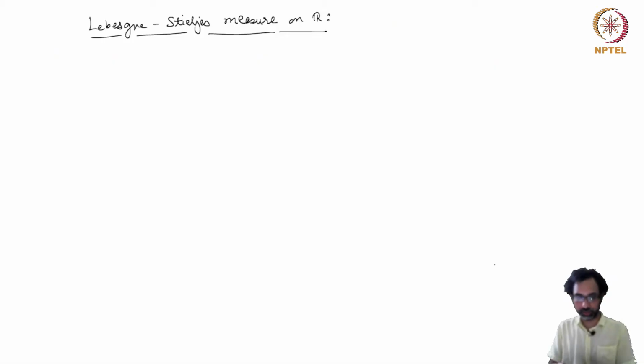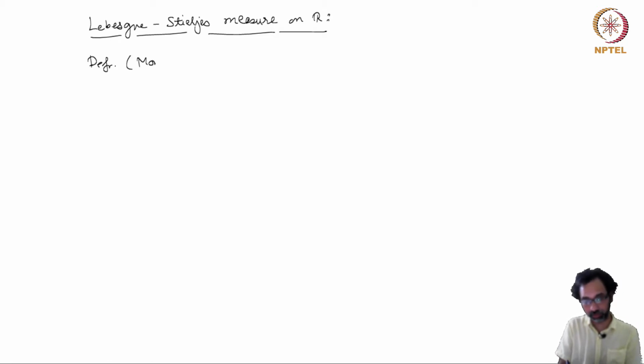Now let me give another construction of a measure called the Lebesgue-Stieltjes measure on the real line, which uses the Hahn-Kolmogorov extension theorem. For this we define what's called a monotonically non-decreasing function.